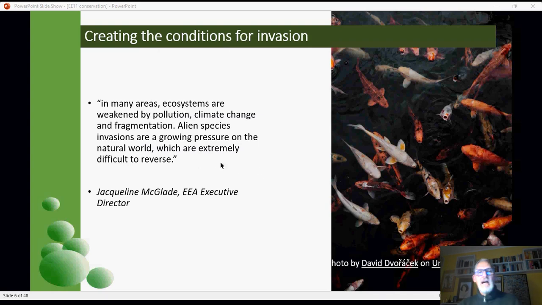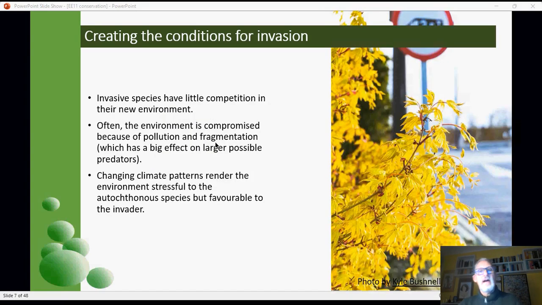So part of these things, so these are some of the conditions, but also there's the point that once the invasion starts, it can be extremely difficult to stop. So quite often, since ecosystems are all about competition, quite often there's little competition in the new environment, and so they just basically expand.